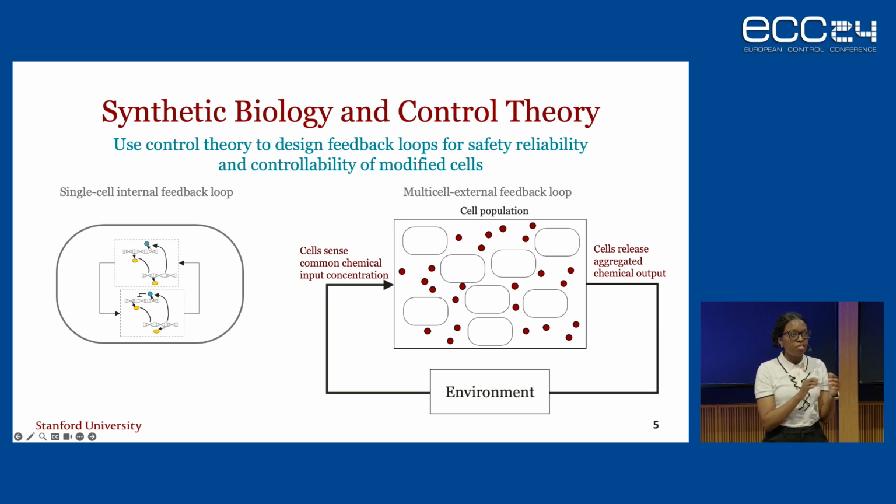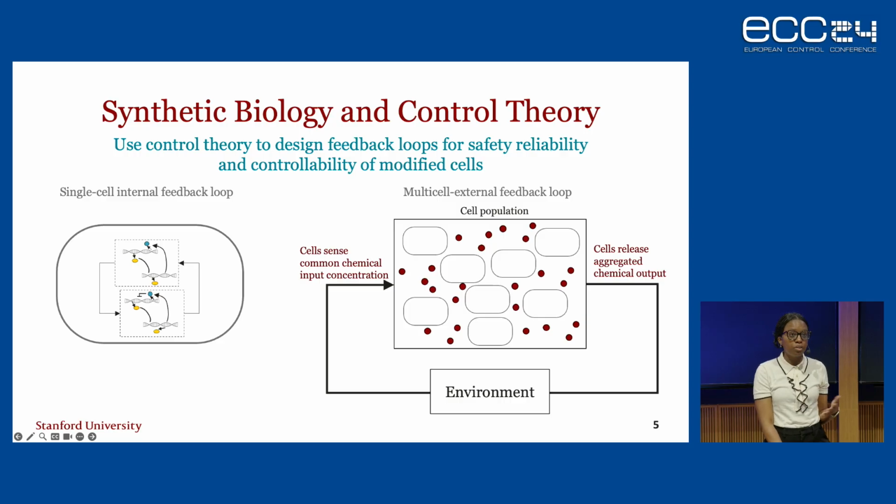At the single-cell level, we can have a loop within the network inside the gene circuit. At the multi-cell level, we can have chemical signals which are released into the environment. The aggregate signal released by each cell can then be sensed as an input by the cell, which creates the feedback loop. These feedback loops can be used to increase things like safety, reliability, and controllability, which are the main issues when designing these synthetic biology cells. This is very helpful, especially in uncertain environments.